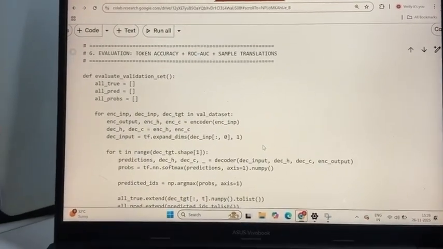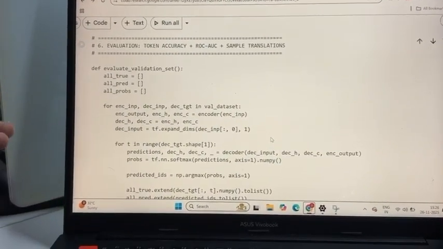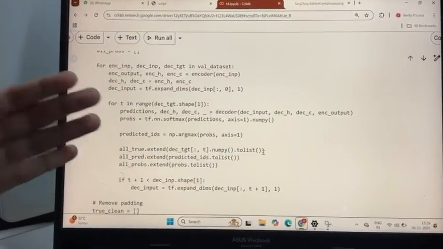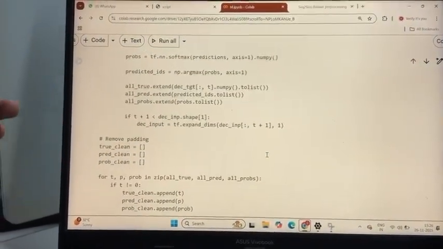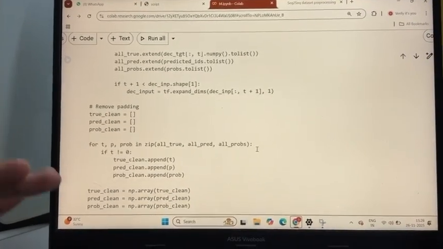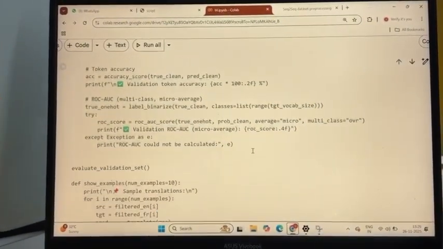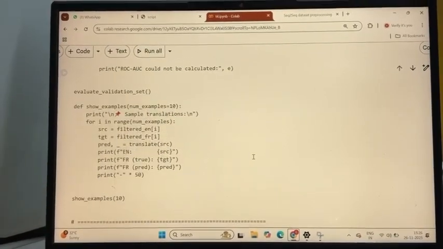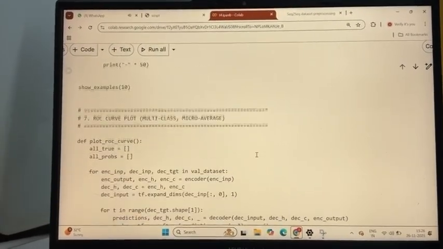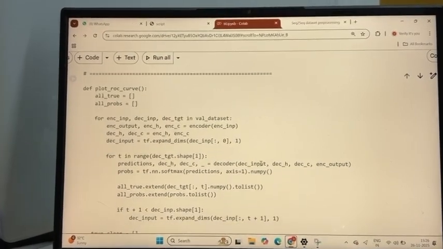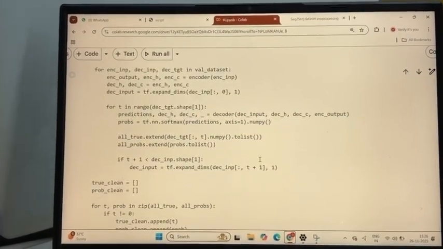Here the evaluation of the token accuracy and the ROC AUC takes place. The token level accuracy measures how many predicted words match the true tokens. The ROC AUC evaluates the classification quality across all target vocabulary classes. It quantitatively measures translation quality. The ROC curve plotting uses validation predictions and flattens all probabilities and true labels. That plots the micro average ROC curve.